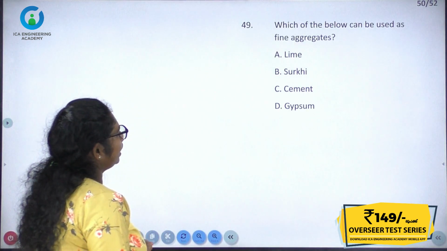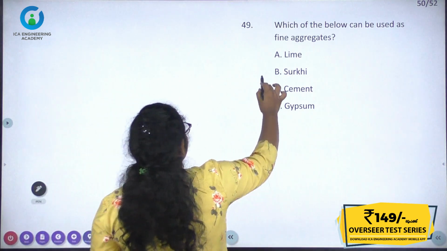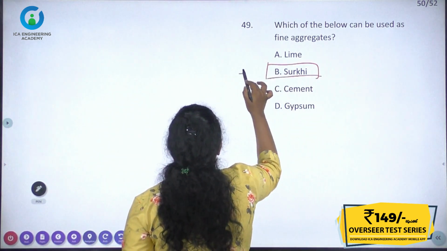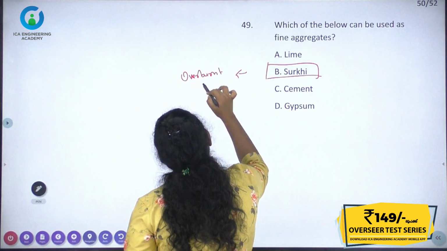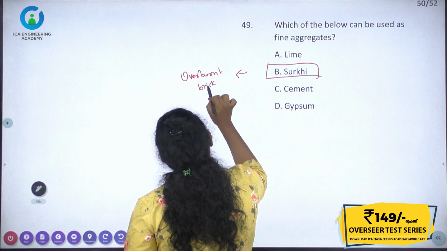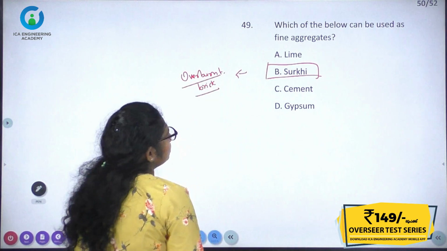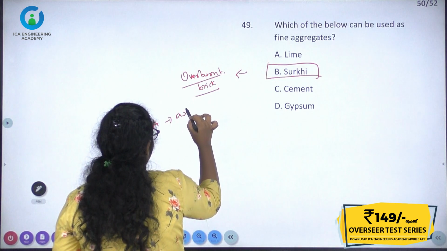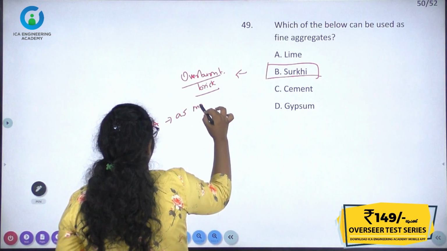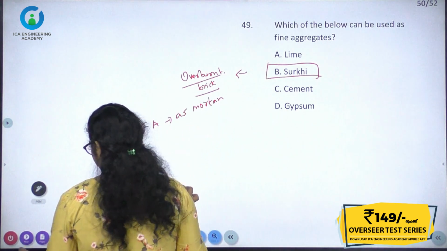Which of the following can be used as a fine aggregate? Surki. Surki is made from overburned bricks. We can use Surki as a fine aggregate in mortar.